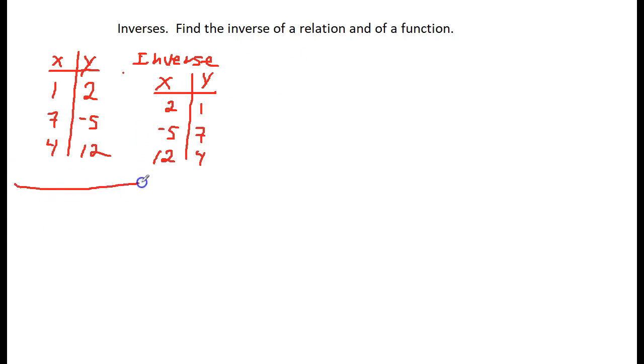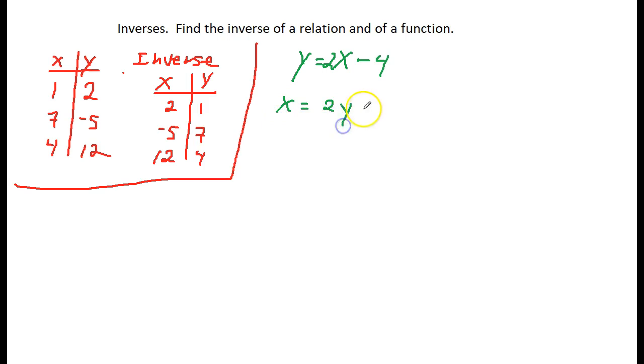Now, what if we had ourselves a function? All right, let me just change colors here. What if we had a function like y equals 2x minus 4? Okay, our first step is we're going to switch x and y. So I'm going to say x equals 2y minus 4.